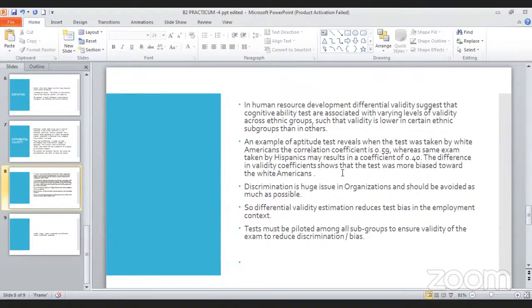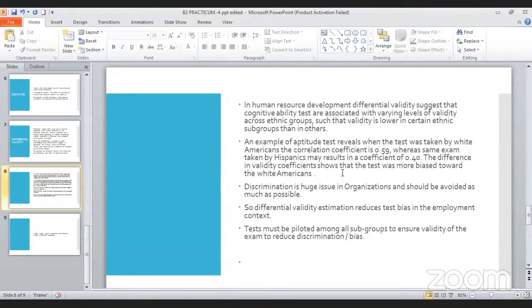So we have to improve those items, you mean? Yes, we have to check whether there is bias. If we detect any bias, then we have to do the pilot study to check that the test should be the same for all. The test should have the same validity for all the groups.